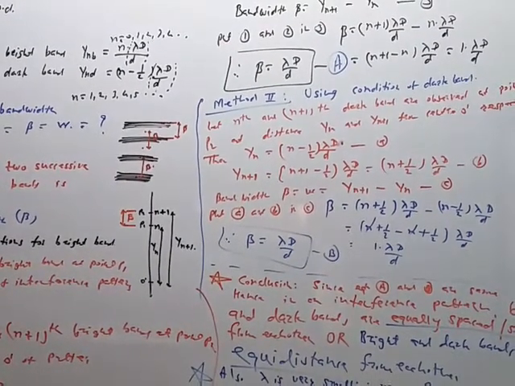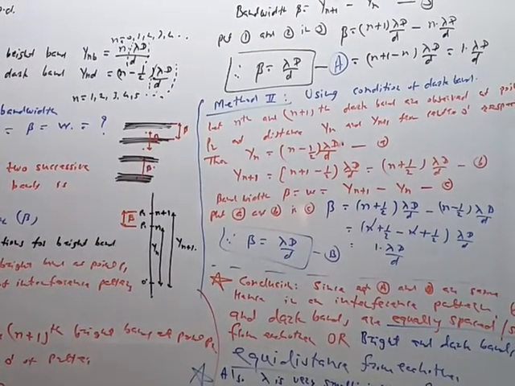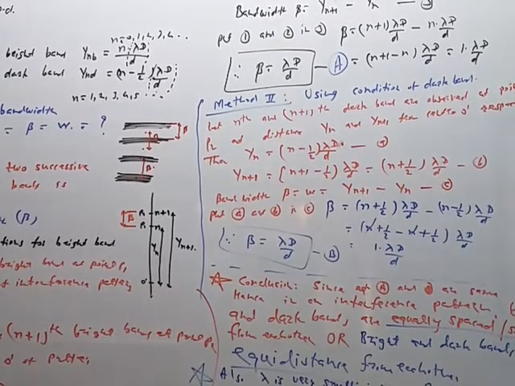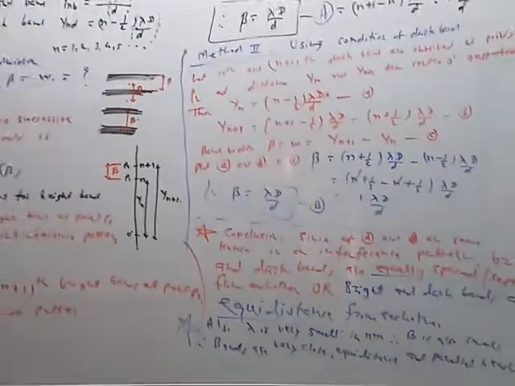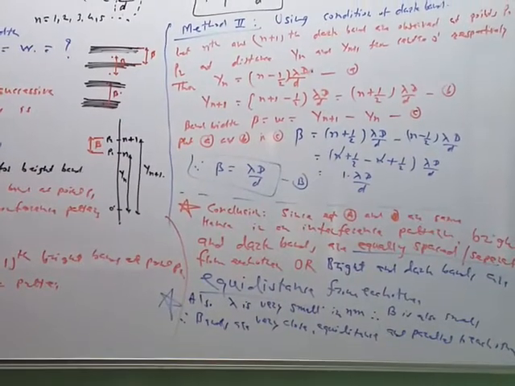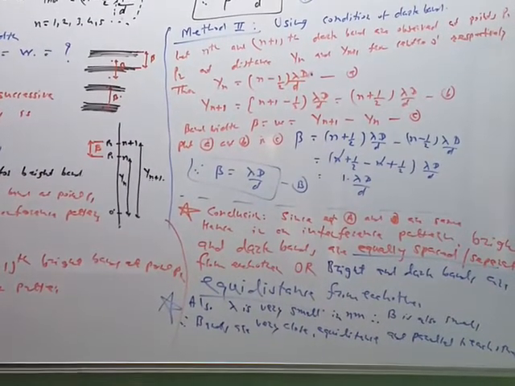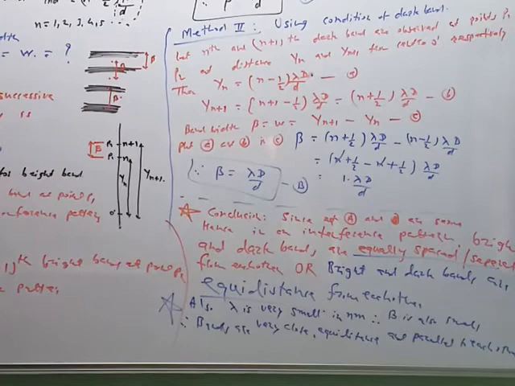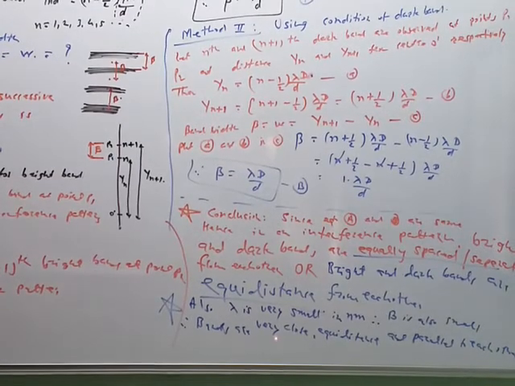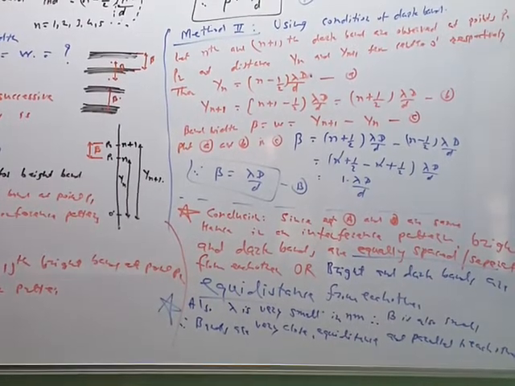So bright and dark bands are equally spaced from each other. Since lambda, the wavelength, is very small, in nanometers, therefore beta is also very small. So bands are close to each other, they are equidistant from each other. This is the last conclusion. They are close to each other like this, equidistant from each other and they are parallel to each other. So the nature of the interference band is confirmed by these mathematical equations.